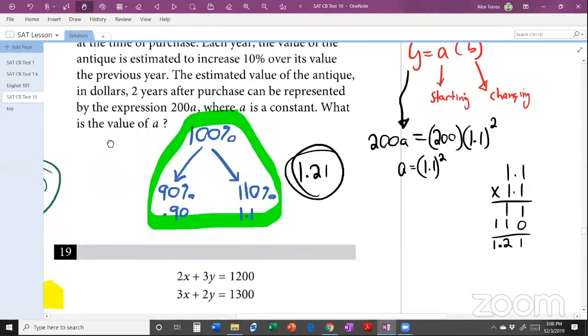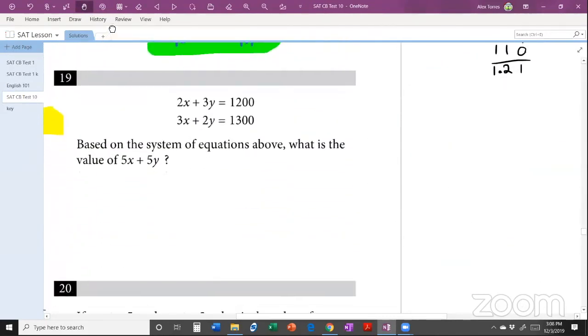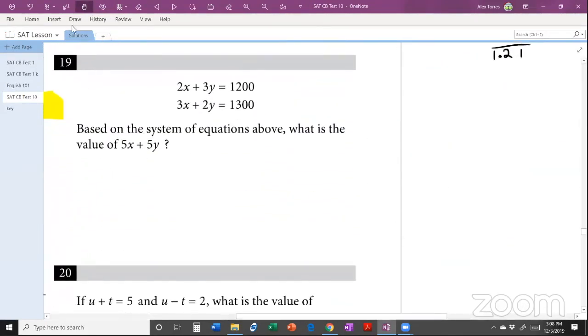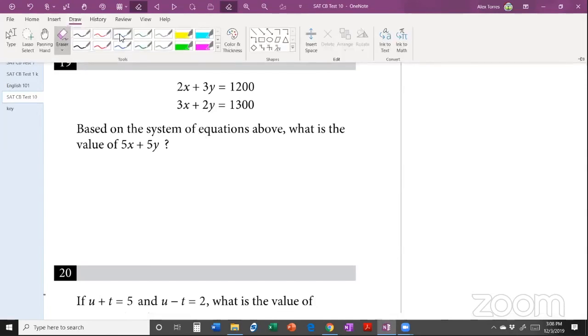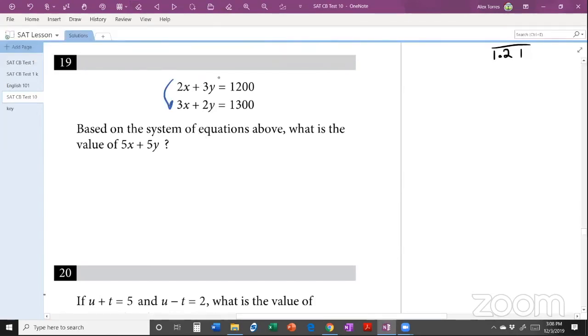Now we're going over to 19. In this system of equations, what's the value of 5x plus 5y? So we are definitely going to be doing lots of work on elimination and substitution and so on. But before you start that, you would just want to take the 2 equations and check if just adding or subtracting straight down is going to give us our answer.